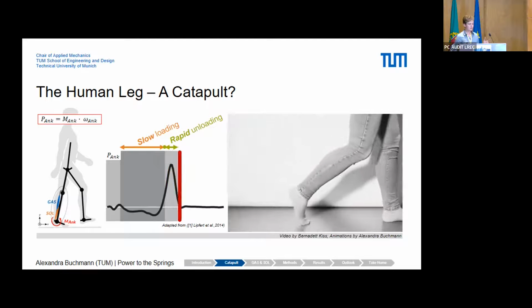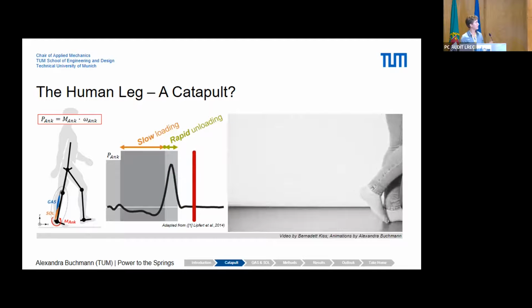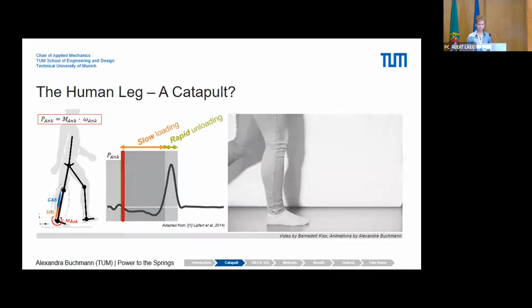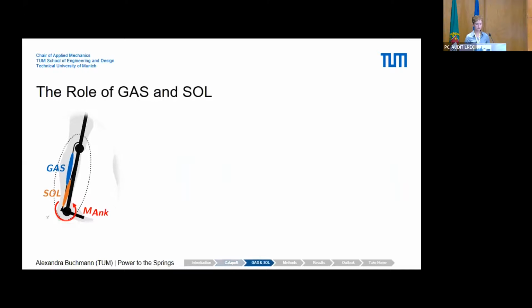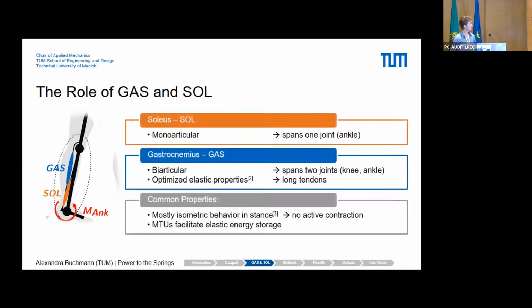Now I said that we focus on the two calf muscles today because we had a closer look into what biology actually knows about these two muscles. We know that the soleus muscle, the orange one, is a monoarticular muscle. That means it only actuates one joint, in this case, the ankle joint. And we know that the gastrocnemius here in blue is a biarticular muscle. This means this muscle spans two joints.